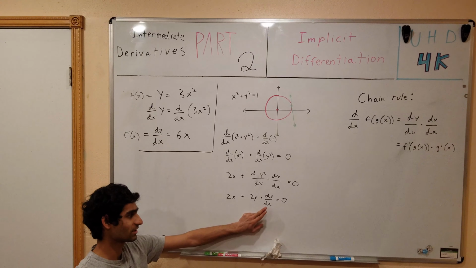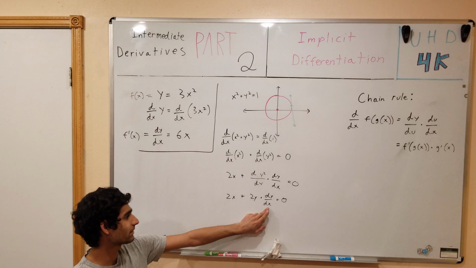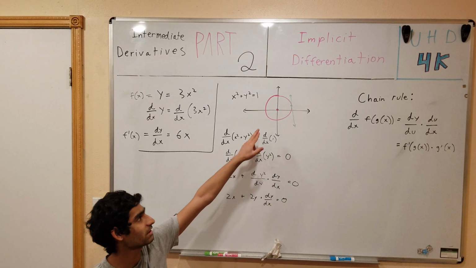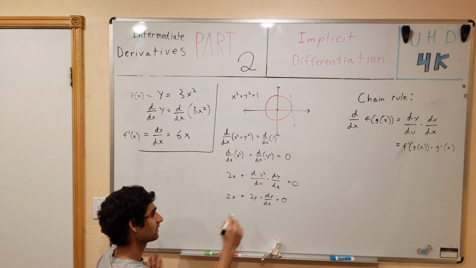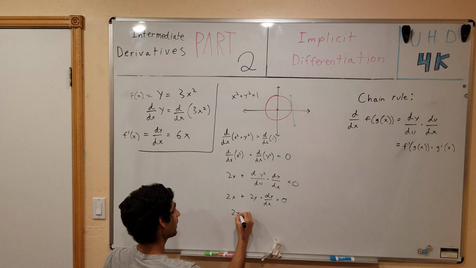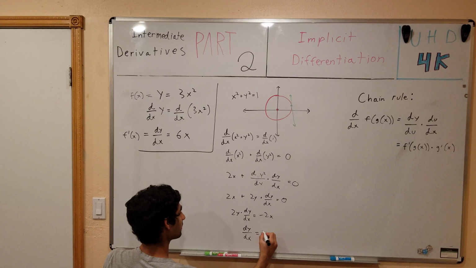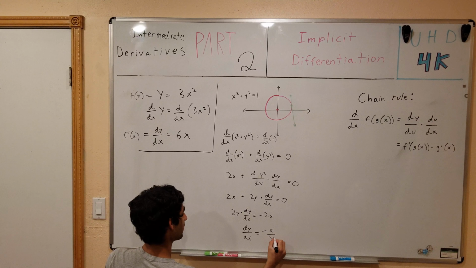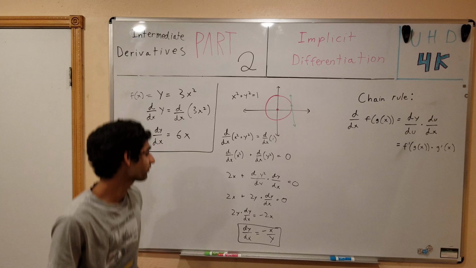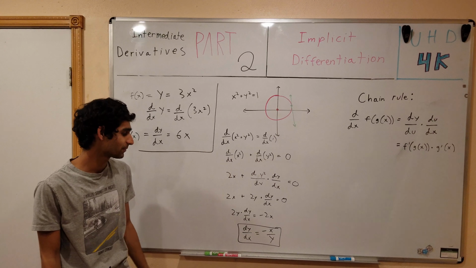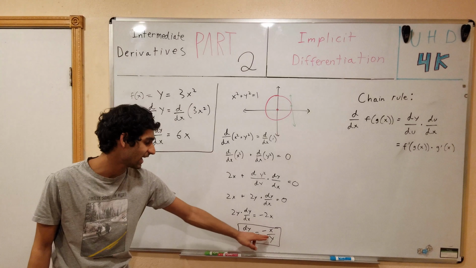Wait, look what we found. dy dx. That's the derivative of y with respect to x. And that's what you need to find the slope of the tangent line. So let's rearrange the terms a bit. So 2y times dy dx is equal to negative 2x, and dy over dx is equal to negative x over y. And look at this. We have actually found the slope of the tangent line in terms of both x and y.